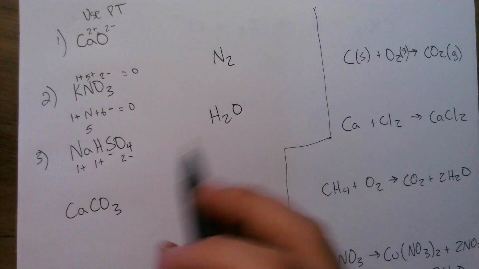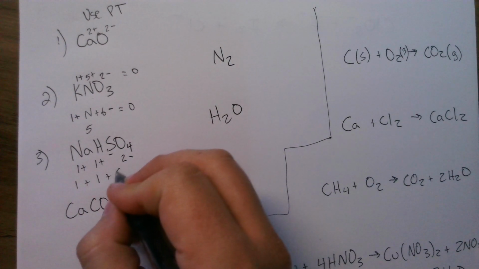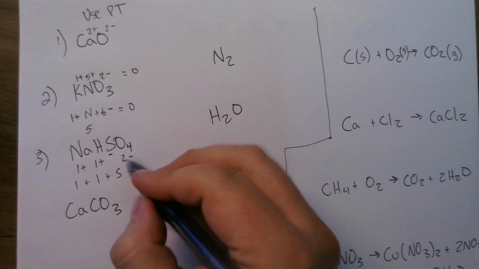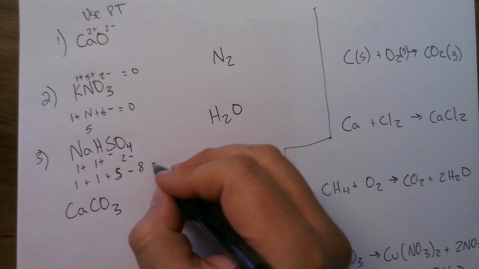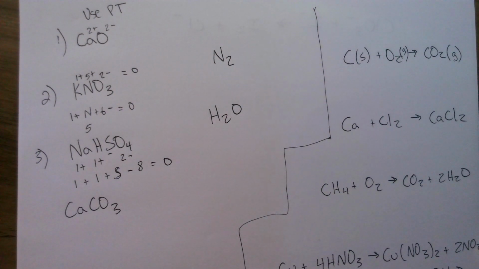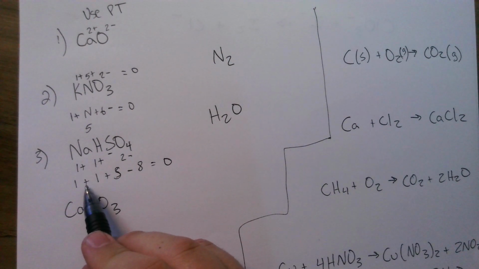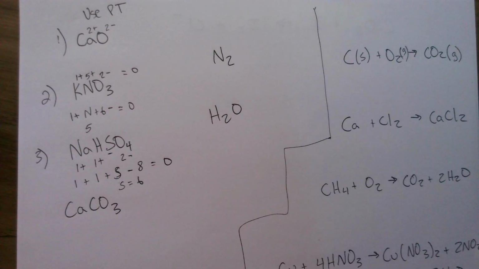So I'm going to add everything up. I have 1 plus 1 plus S minus 2 times 4 is 8, so I'm subtracting 8 equals 0. Right? My total charge is 0. So when I add all these together, it has to equal 0. So I have 2 plus S minus 8. S equals 6. So this S has a 6 plus charge. So you're kind of solving a little puzzle. You can find the oxidation number of each individual atom.